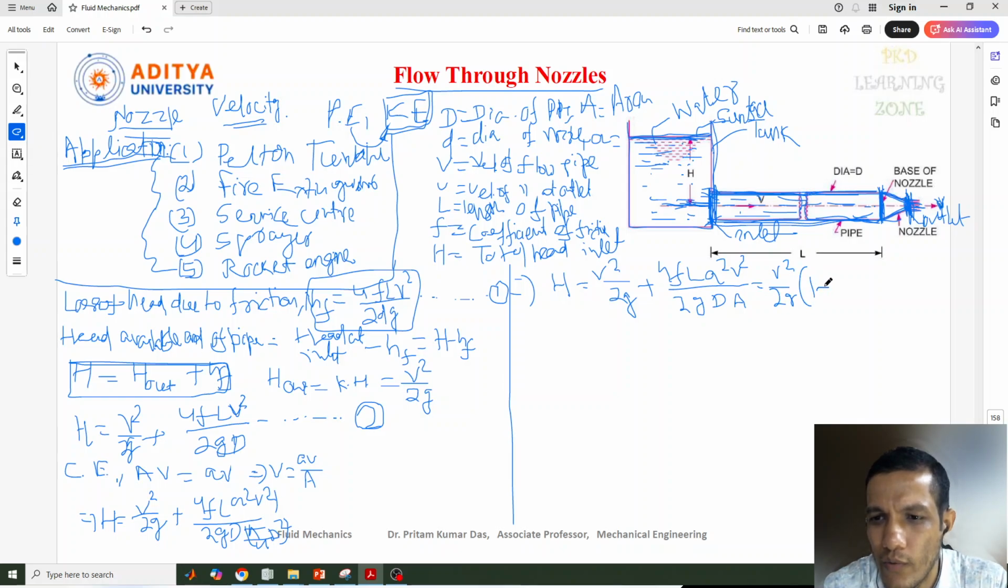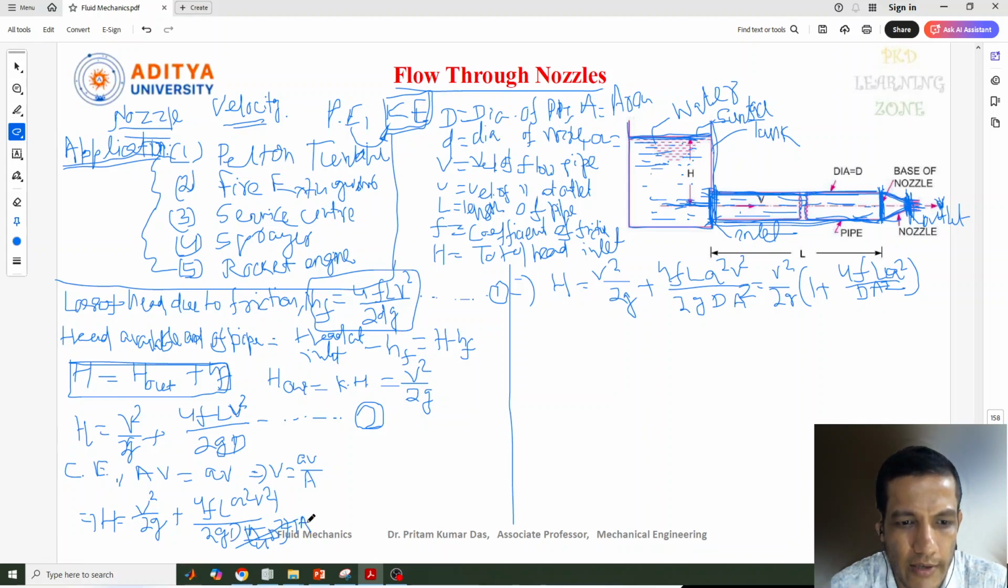Let's bracket. So what will we get here? 1 plus 4FL, small a square by dA. This is A square is there, I hope. Pi by 4 D square. Okay, pi by 4 D square. Let's keep it as usual A square only. So here also, because I have taken the A square, let's write only A square. No need to convert this into this one. So let's write this. After that we'll convert, otherwise if required. Okay, so this is the value.